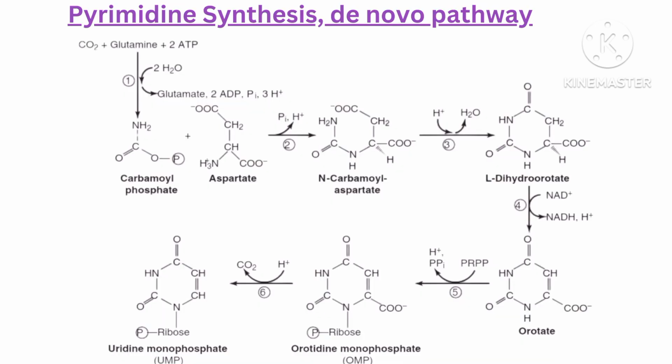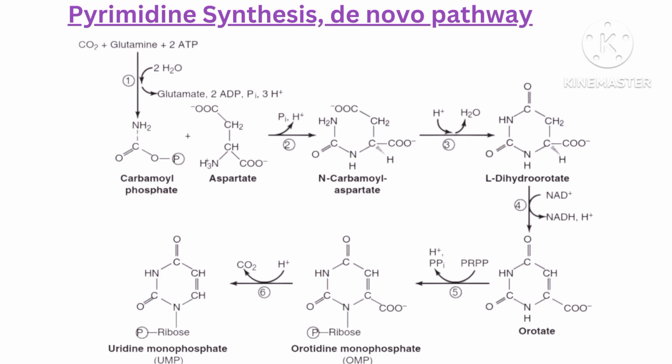Pyrimidine synthesis, de novo pathway. The de novo synthesis of pyrimidines is the process by which cells create pyrimidine nucleotides, cytosine, thymine, and uracil, from simple precursor molecules. Unlike purines, the pyrimidine ring is synthesized first and then attached to a ribose phosphate backbone. This pathway occurs primarily in the cytoplasm, with some steps involving the mitochondria.